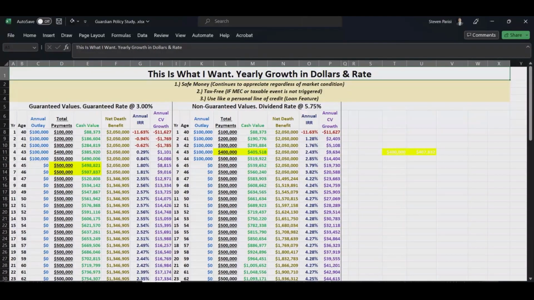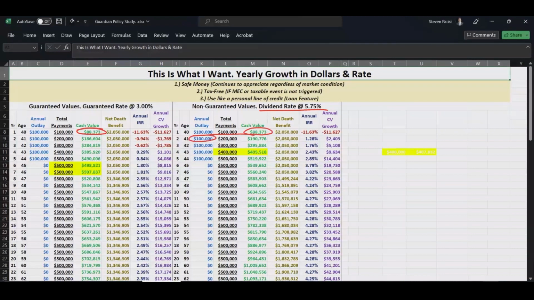So let's take a look here. We've got the present dividend interest rate. Now, first year, what you'll always notice, the dividend cash values and death benefit figures will be identical with the guaranteed values because dividends are not paid in the first year. However, the second year, look at this.